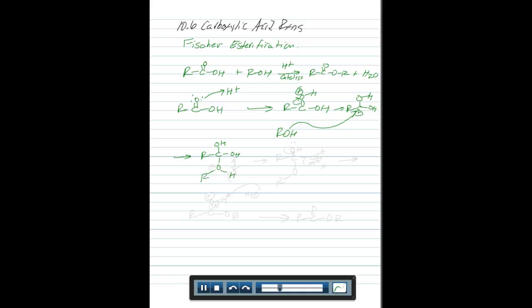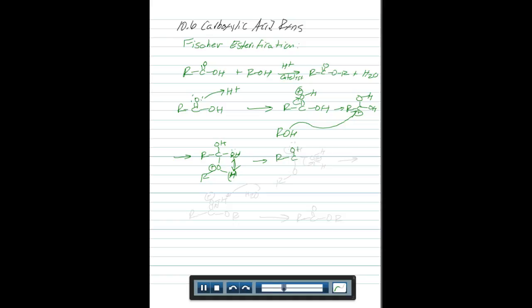Make sure you know this mechanism. Hint, hint. Backwards and forwards. Well, not really backwards, but make sure you know how to do this mechanism. Now you have this, and what happens is a proton transfer. This hydrogen gets transferred onto this. I'm doing the wrong arrows, sorry about that. This oxygen grabs the hydrogen, and you basically transfer the hydrogen onto that oxygen.